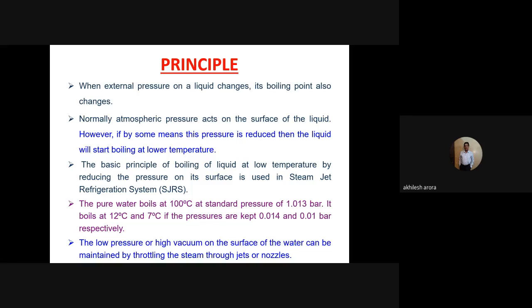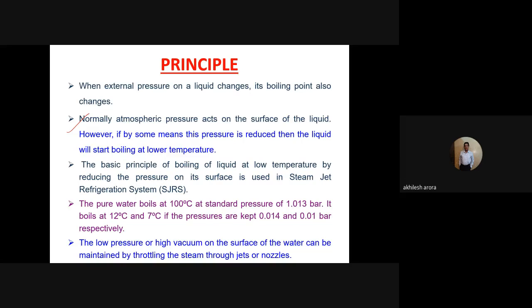Normally atmospheric pressure acts on the surface of the liquid. If you have water in a container, naturally the atmospheric pressure is acting on its surface. However, if by some means this pressure is reduced, then the liquid will start boiling at a lower temperature. So this is what I wanted to tell you. Suppose I reduce the pressure to a lower level below that of the atmospheric pressure, then the water will boil at a lower temperature.